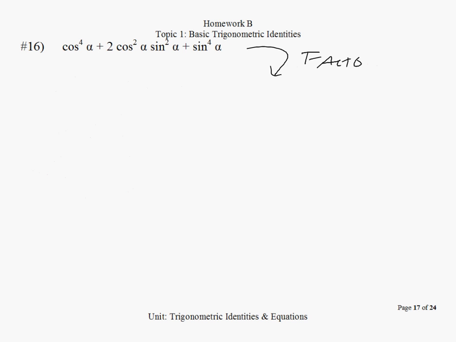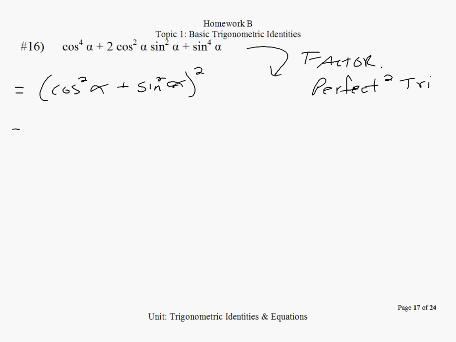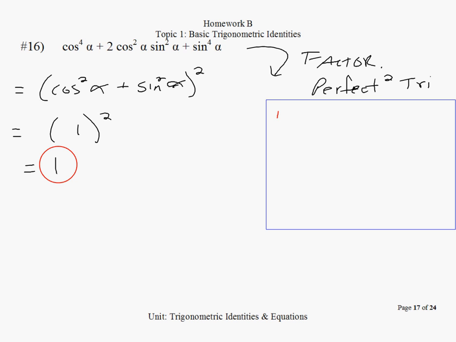Number 16 is the perfect square trinomial, which factors into cosine squared of alpha plus sine squared of alpha, squared. Inside parentheses is 1, Pythagorean identity. You square 1, you get 1.